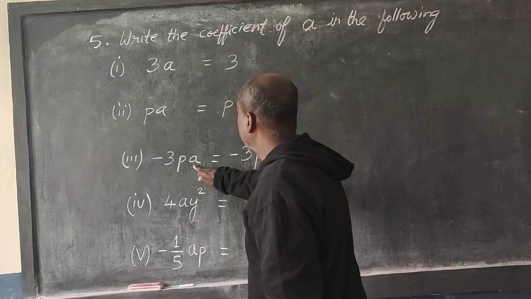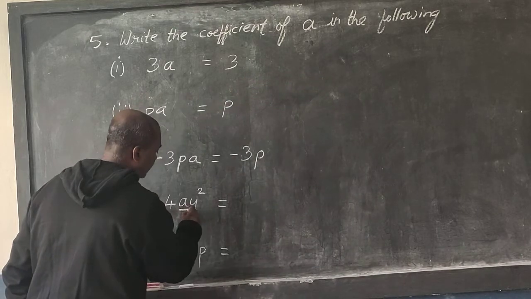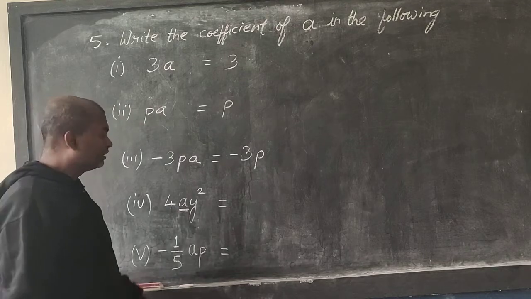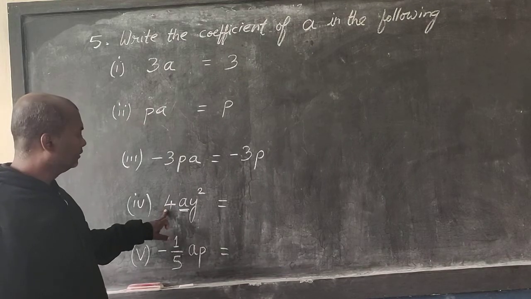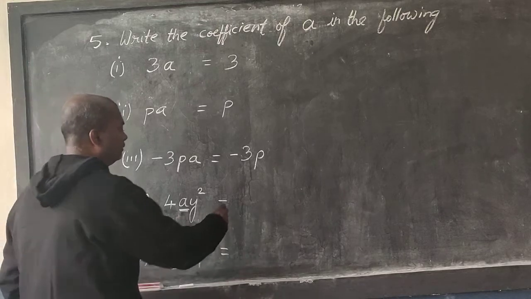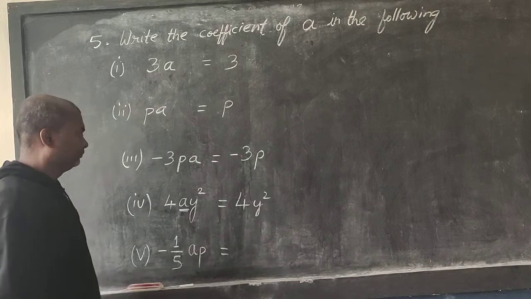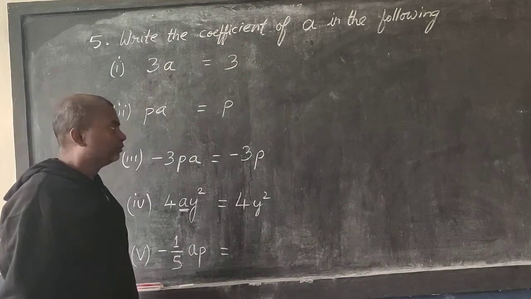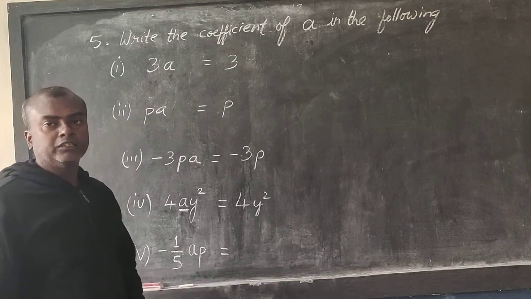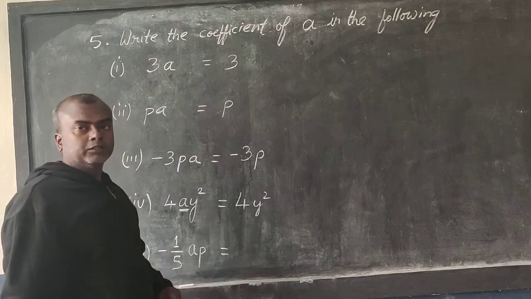Alright. Next one. Here, leaving A, what other terms you have? You have 4 and you have y square. So coefficient of A is 4y square. I hope it is clear to you. Okay, coefficient of any term is, leaving that, the rest of the terms in the expression.